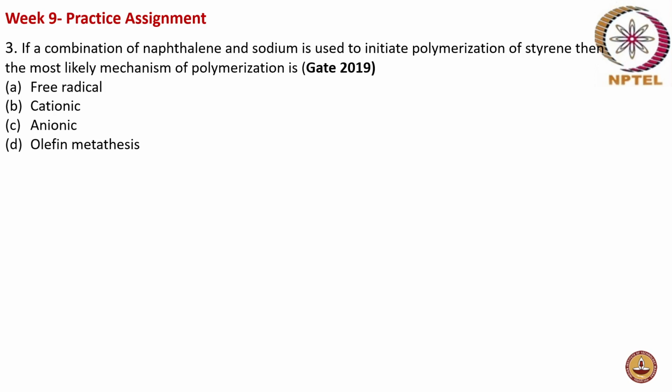This is the GATE question. This was asked in GATE 2019. So styrene is to be polymerized and they are adding naphthalene and sodium. And they have asked what is the probable mechanism of polymerization.